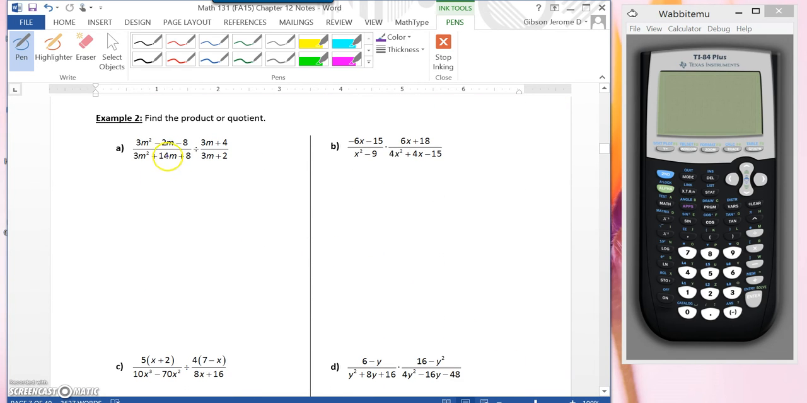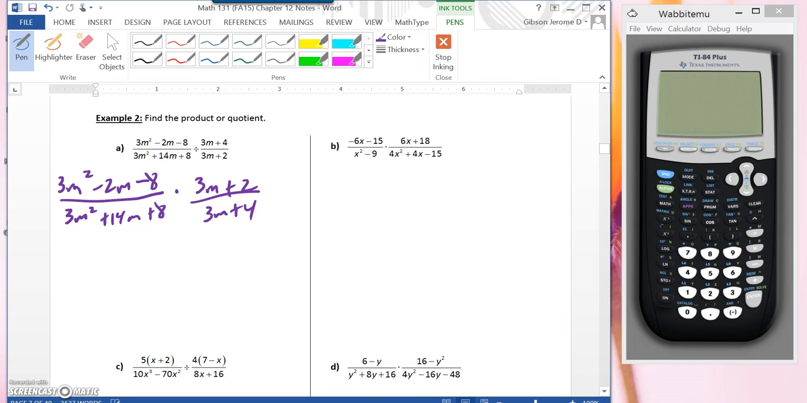We have example 2. Now this time we have trinomials and binomials divided by each other. So now, we would take this 3m squared minus 2m minus 8 all over 3m squared plus 14m plus 8. Division becomes multiplication. And we have 3m plus 2 over 3m plus 4.